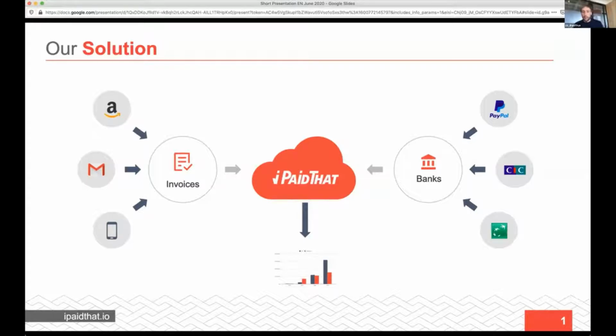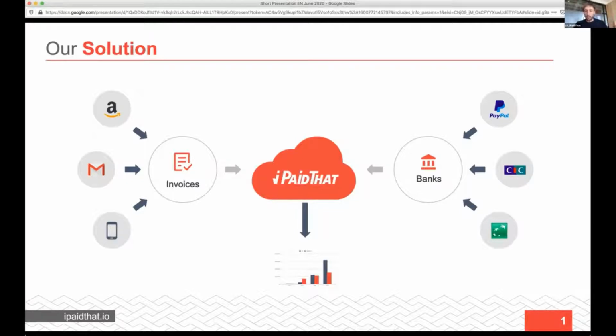So we created iPayThat with the goal to merge the concept of bank transactions and invoices. On one side, we aggregate all your invoices from various places. When you receive an invoice in your mailbox or when you have a ticket, we provide an application to take a picture of it. We aggregate all your invoices in one place. We do the same for your bank transactions. All your bank accounts are connected to iPayThat and we pull your transactions in one place.